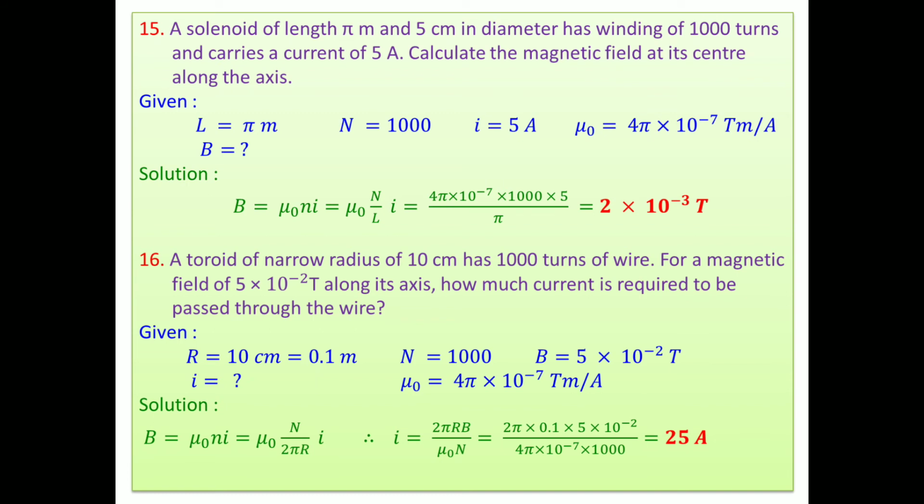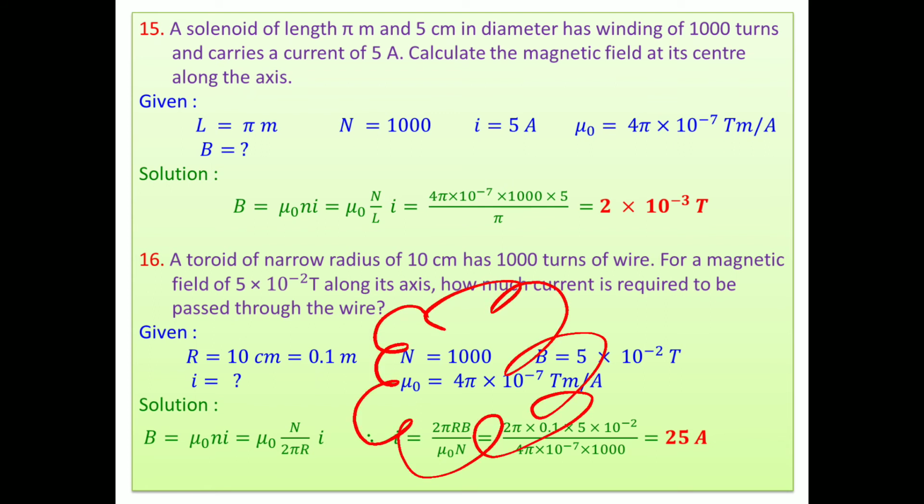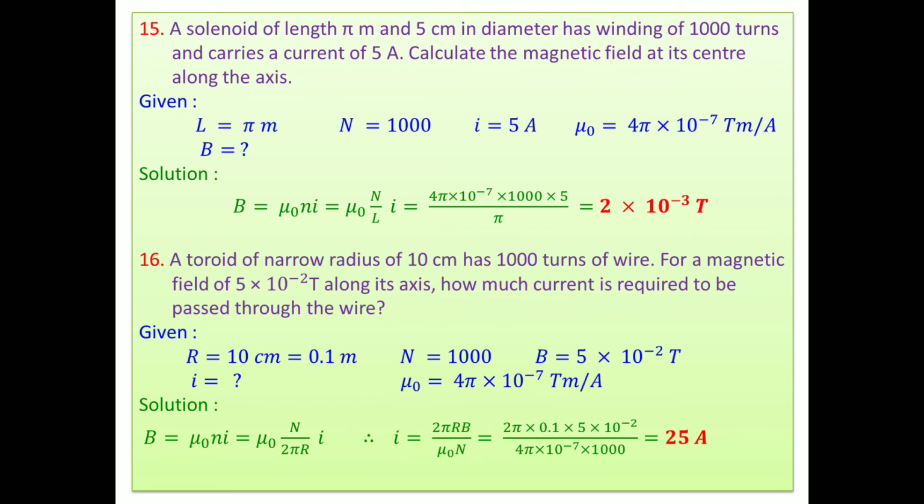So B equals mu naught N i, mu naught N upon 2 pi R. A toroidal coil is there, so what is its length? 2 pi R. So directly you can take I equal to 2 pi R B upon mu naught N, and then the calculation. R is given, 10 centimeter means 0.1 meter, the number of turns and the magnetic field are given, and substituting we get 25 ampere. This is the current through it.